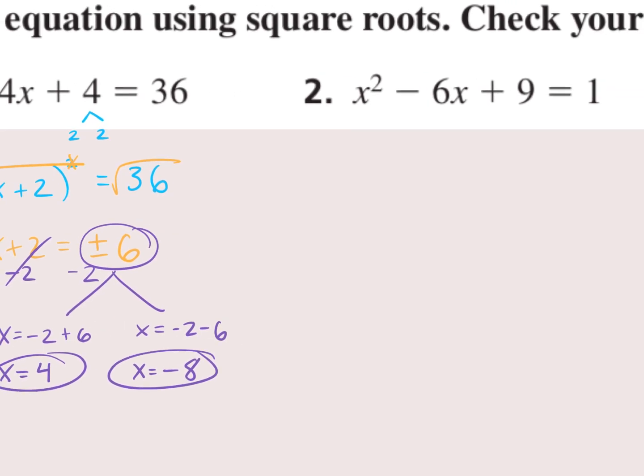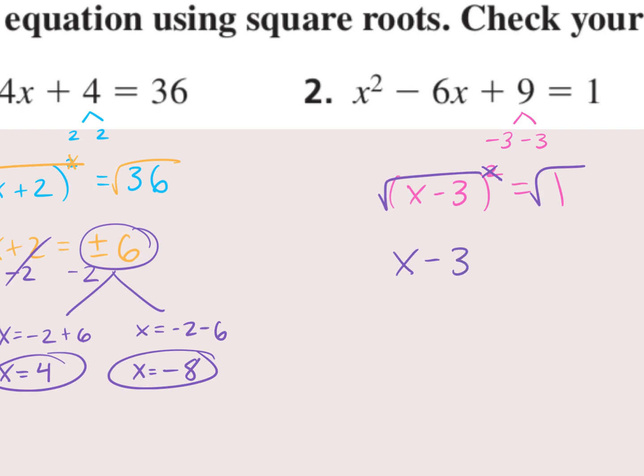Let's do the same thing with number 2. What are two factors of 9 that add to negative 6? Negative 3 and negative 3. So what would this factor into? X minus 3 squared. What would I do next to solve? Square root both sides, so it cancels out with the squared.